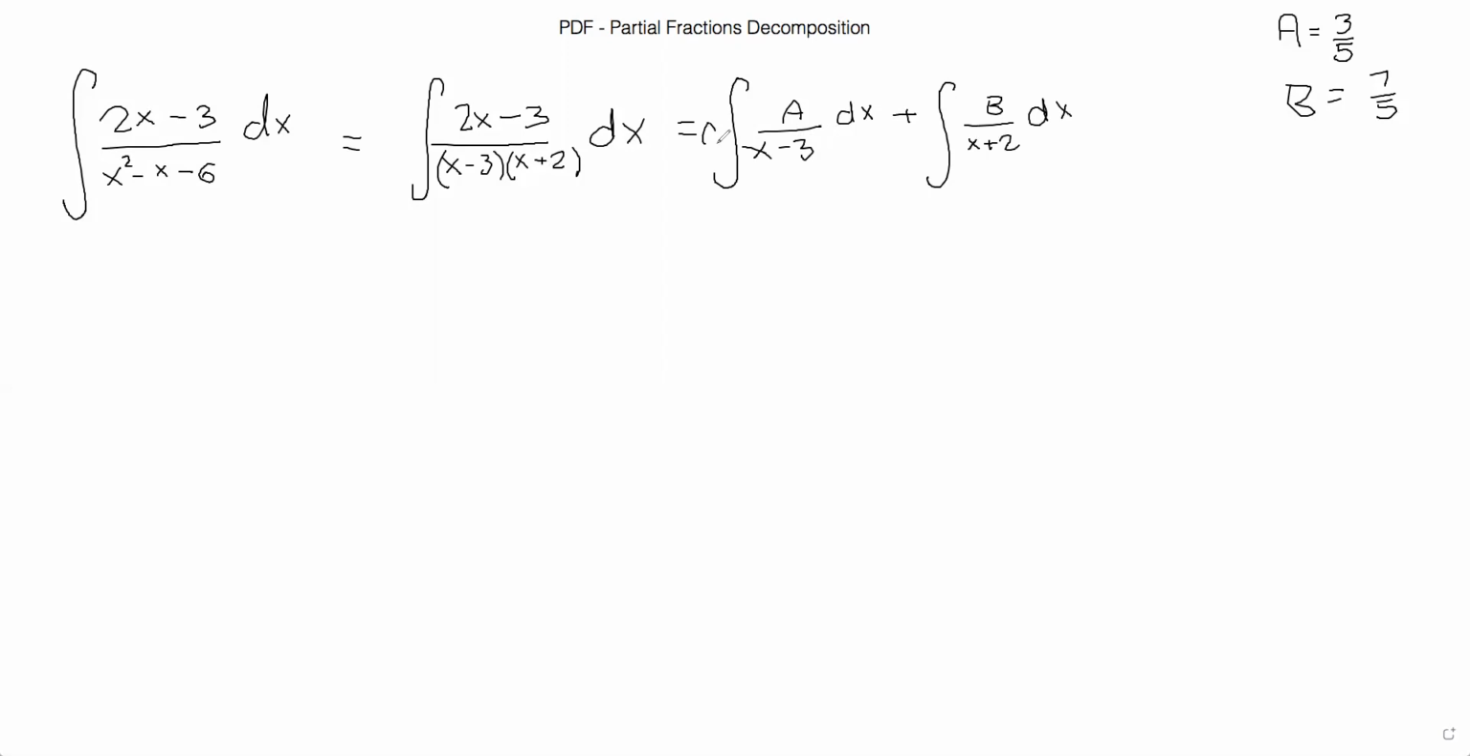We can actually move the constants outside just like we're used to. In fact, let's just do that right now. So then this is going to turn into 3/5 times integral of dx over x minus 3. That is the most hideous x I've ever drawn. Plus B, we know B is 7/5.